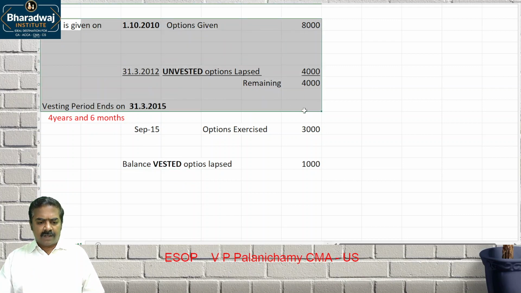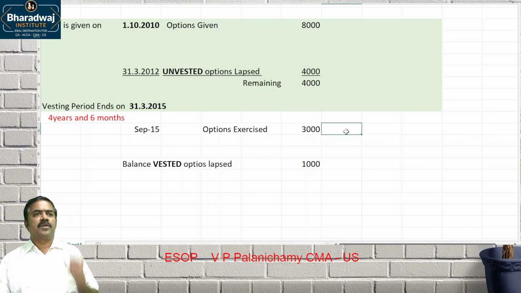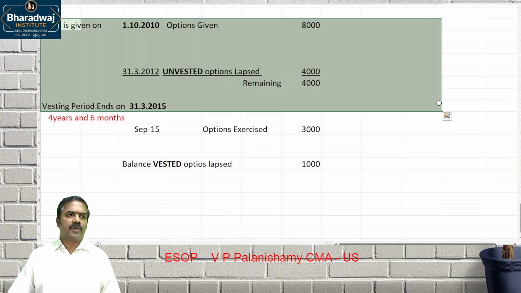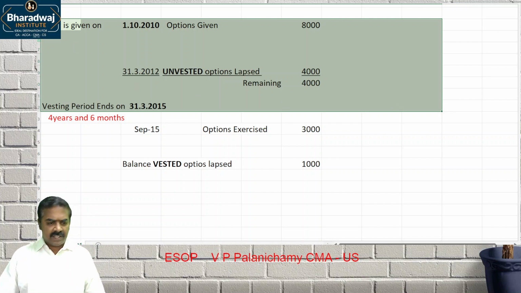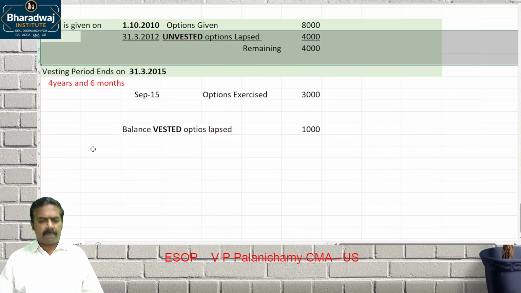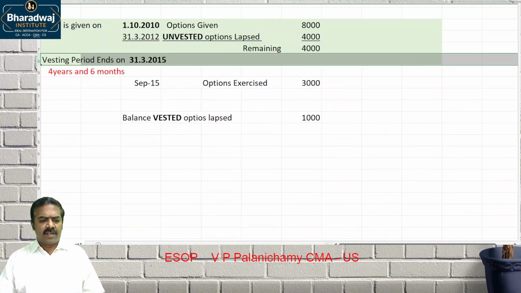Please remember, the expenses will be recognized during which period? Expenses on ESOP will be recognized during this 4.5 years period. This 4.5 years period is where we are going to write the expenses. So please take this. We will see how to write the expenses and how to pass a journal entry year to year. Take up this first. This is not a solution. This is understanding the problem in a better way.